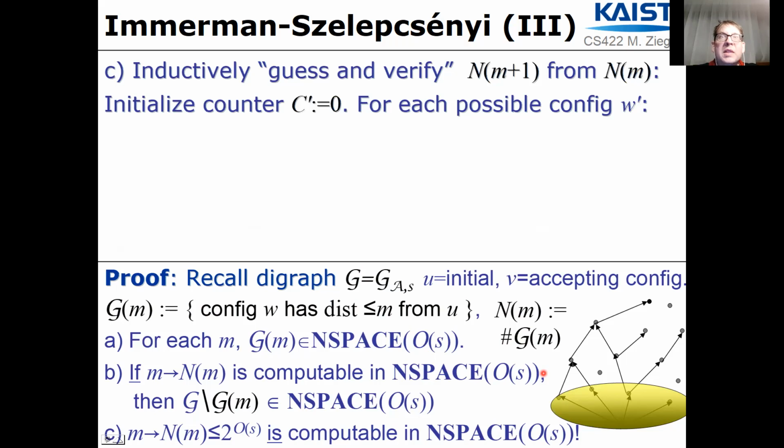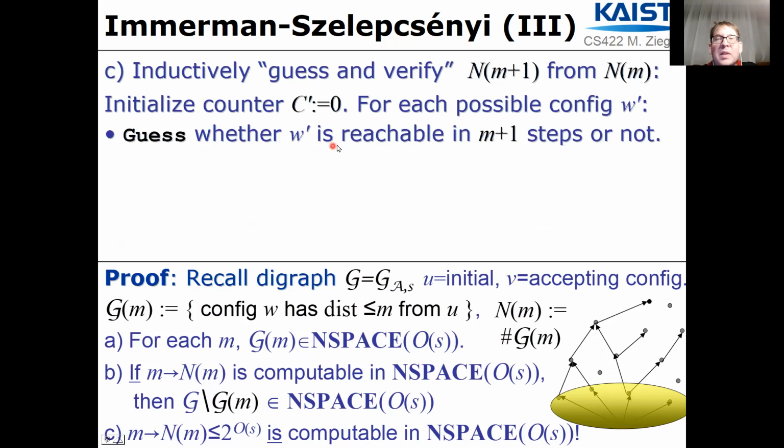So we're going to initialize the counter C prime, which is going to count the number of configurations which we can verify to be reachable within m steps. And then we're going to check our guesses for each possible such configuration. We're going to guess whether it is reachable in m plus 1 steps. This is the modification. So C prime is going to try to count to n of m plus 1. And we're guessing whether this current configuration is reachable in m plus 1 steps or not.